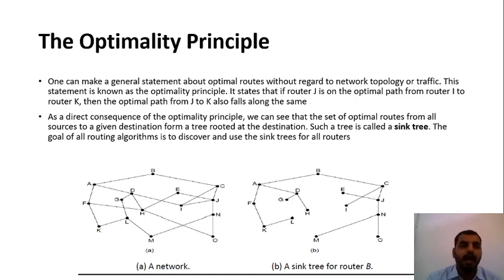As a direct consequence of the optimality principle, we can see that the set of optimal routes from all the sources to a given destination form a tree rooted at the destination. In the sense, if I am sitting at a place XYZ and the distance between XYZ and ABC is 10 kilometers.